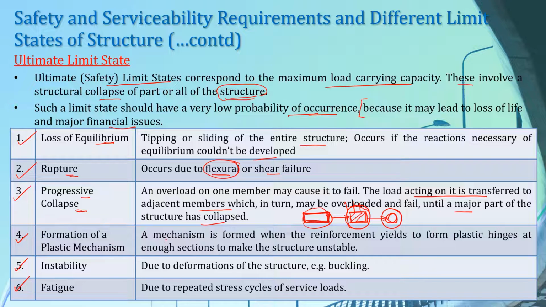Formation of a plastic mechanism. What is a plastic mechanism? A plastic mechanism is formed when the reinforcement yields to form plastic hinges at enough sections to make the structure unstable.